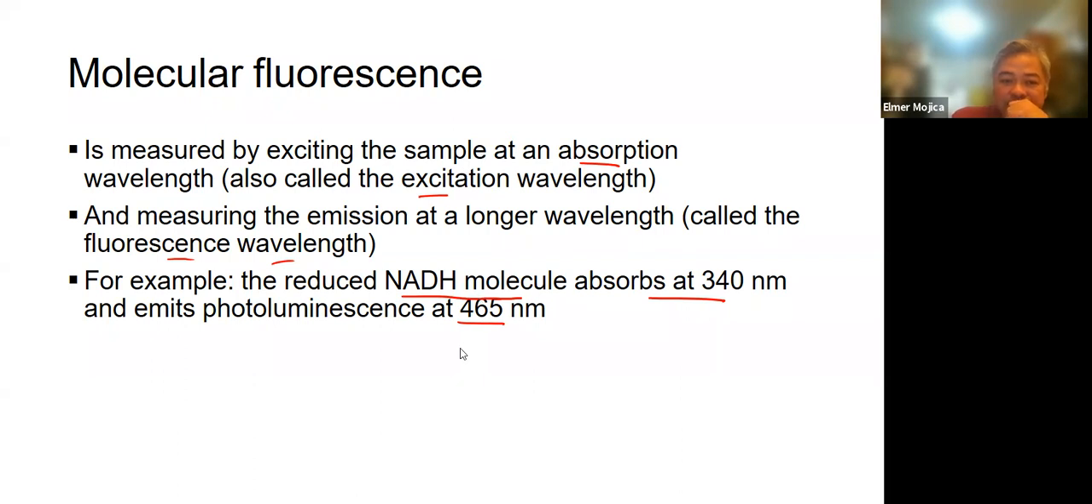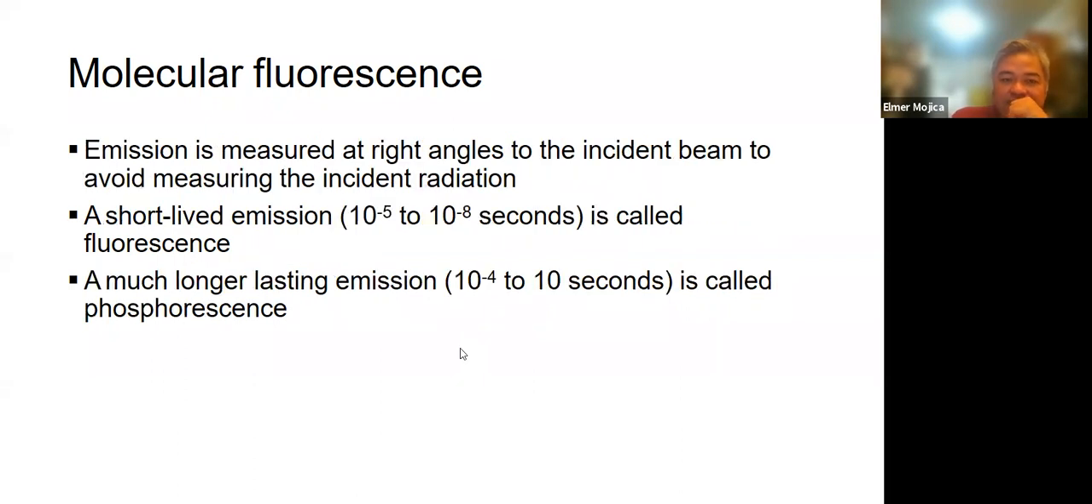Okay? And then in addition to that, the way that you measure the emission is at right angle. So hindi to kagaya nung AAS or absorbance where when you put the light here, you're going to observe the reading on this one. So the way that you do it, if you put the light here, you have to observe it at 90-degree angle. Okay, so emission is measured at right angles to the incident beam to avoid measuring the incident radiation.